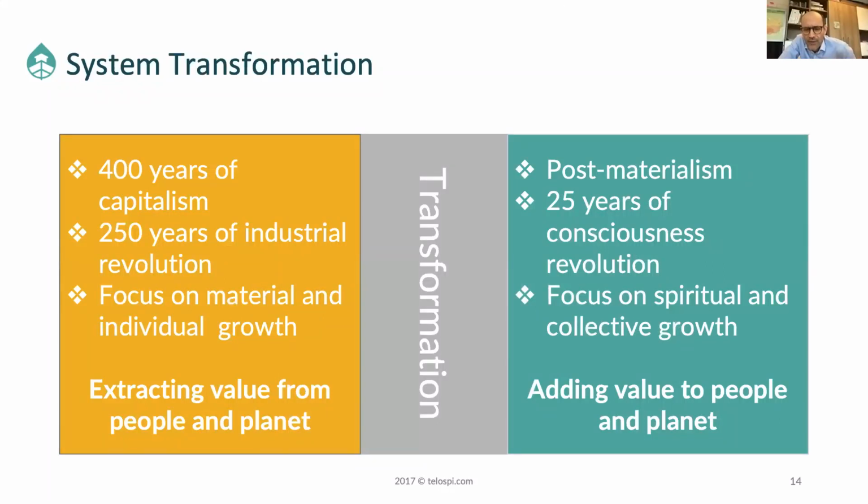Based on the assumption that our environmental crisis is also a social and economic crisis, we need a kind of a system transformation. So we had 400 years of capitalism, 250 years of industrial revolution. We focused on material and individual growth, and that's not bad per se. But what happened is that we extracted value from people and planet. And this requires now a transformation. It's not about pointing with fingers at people that drove the Industrial Revolution. It's about really jointly finding a solution.